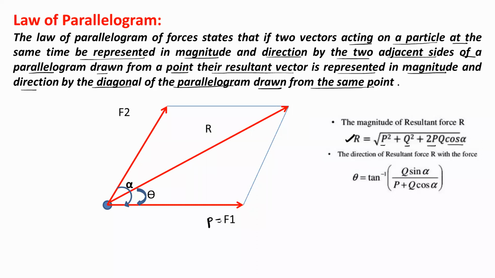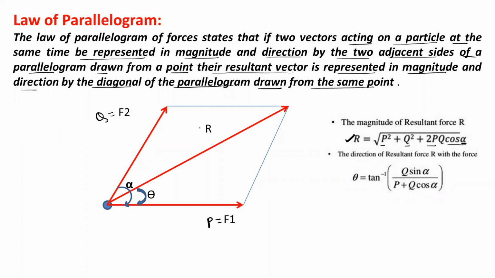This P is nothing but the first force F1. This is Q, that is the second force F2. Okay. And this alpha is the angle between these two forces P and Q, or F1 and F2. Okay. So square root of P square plus Q square plus 2PQ cos of alpha.